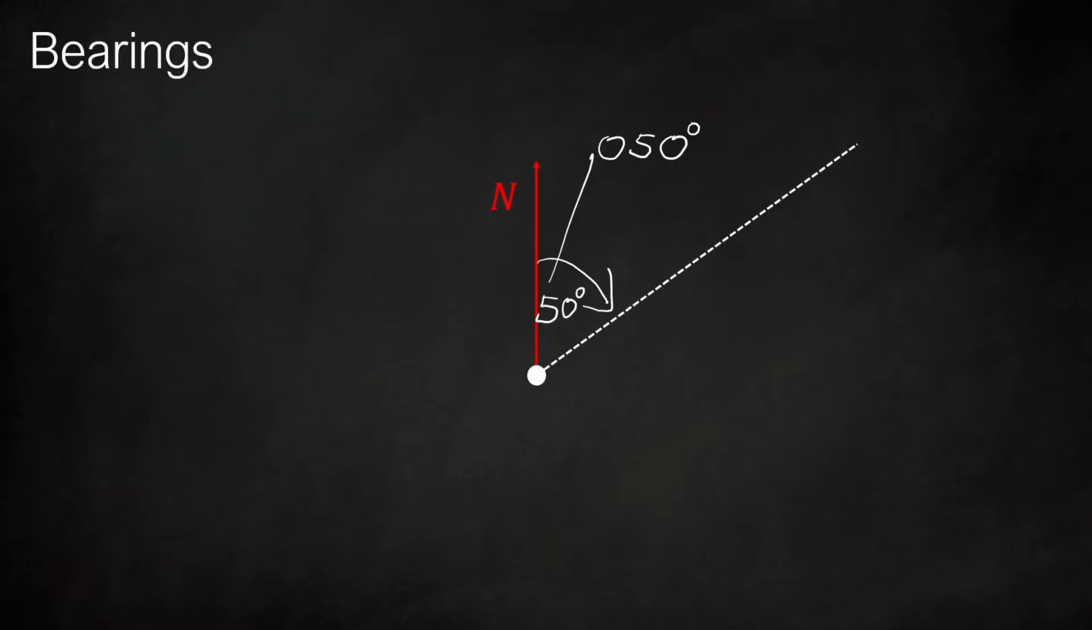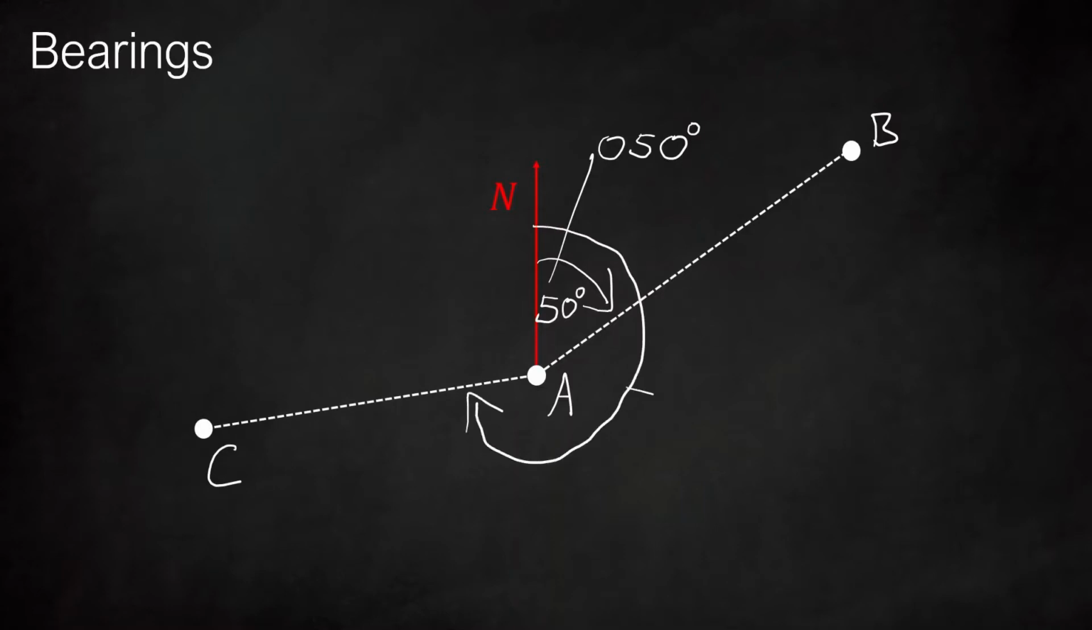So here we can say that the bearing from A to B is 50 degrees. And if you look at another point, a point C, we can say the bearing from A to C is all the way around from the north clockwise to that point, so it would be roughly 260 degrees here.